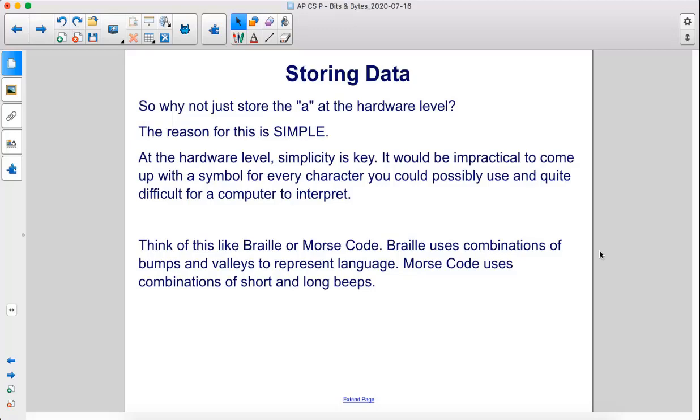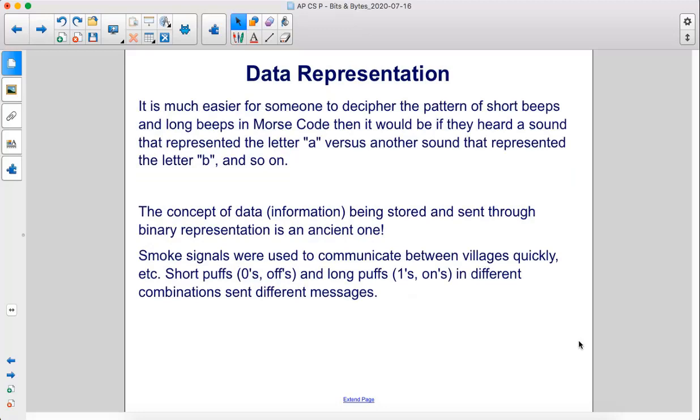Think of this like Braille or Morse code. Braille uses combinations of bumps and valleys to represent language. Morse code uses combinations of short and long beeps. It is much easier for someone to decipher the pattern of short beeps and long beeps in Morse code than it would be if they heard a sound that represented the letter A versus another sound that represented the letter B, and so on.